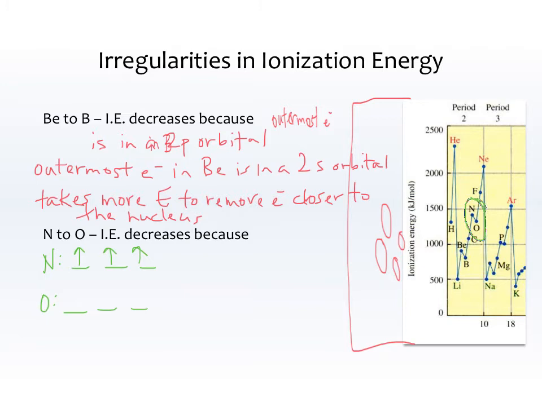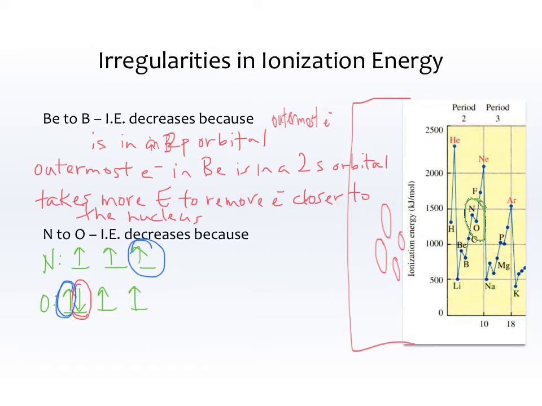But for oxygen, there's 4 p electrons. So after you put the 3 in 3 separate orbitals, one of them is going to be paired up. So the amount of energy it requires to remove an electron from oxygen is a little bit less because there's already a repulsive force between the other electron that's in that same orbital. Whereas for nitrogen, there's not an additional repulsive force from an electron in the same orbital because none of the electrons are in the same orbital.